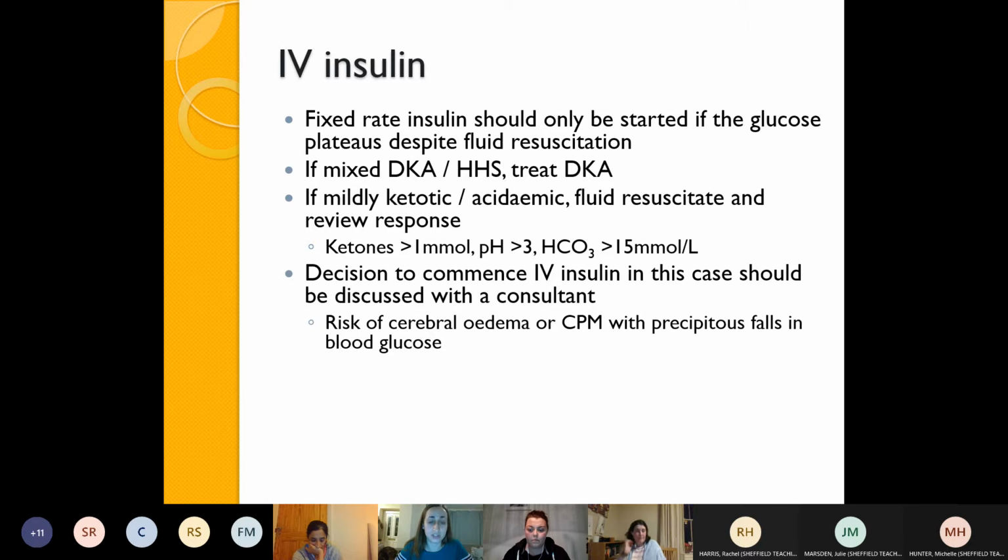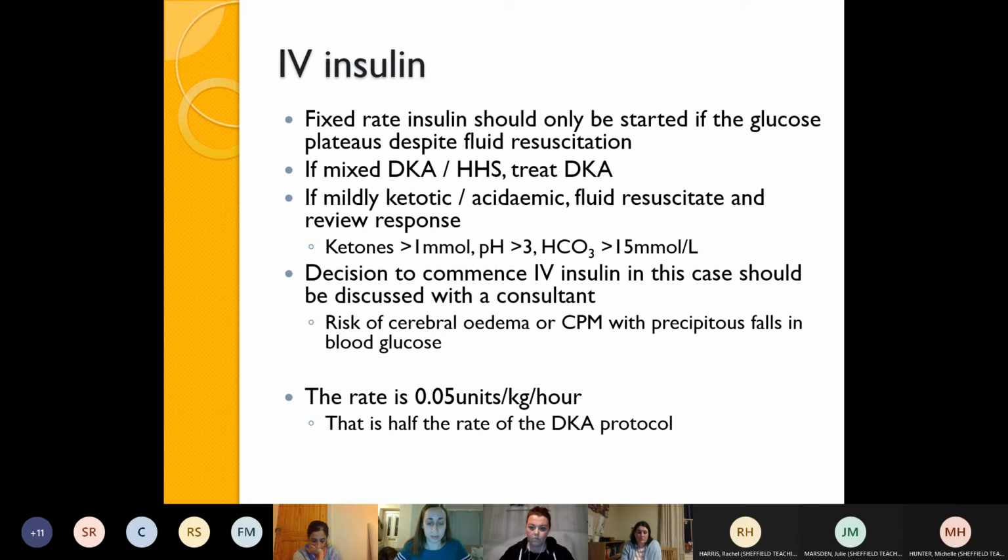So if we were to start IV insulin on a patient with a blood glucose of 70, it would fall really quickly, and that's the danger. So we want it to just fall at a nice rate, and fluids should do that. 0.05 units per kilogram per hour.